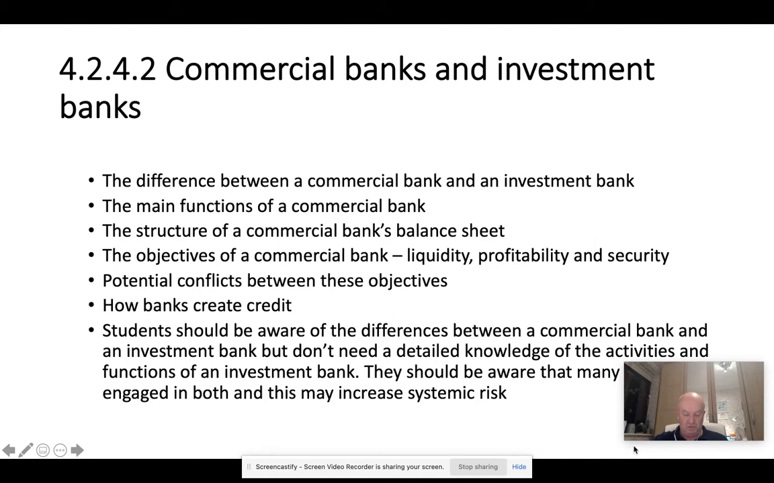Okay, we'll also look at some potential conflicts between those three objectives, so liquidity, profitability, and security. And as with most businesses, it's a case of a trade-off between making sure that you hold enough liquid assets so that if somebody wants to take the deposit out of your bank, you've got sufficient liquidity to be able to do that, but also the level of profit that you're going to try to make from the business that you're doing and the sort of people that you're lending to. Okay, so clearly we'll look at some of the conflicts that are faced. We'll also look at how banks create credit.